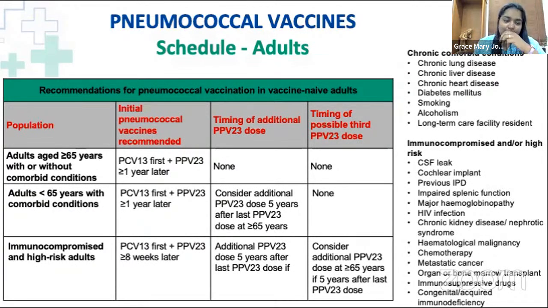once he goes on to 65 years, that's when he needs to get the booster dose with the PPSV. Now, for immunocompromised patients, what you need to look out for is this gap. The PCV always comes first, but after 8 weeks, they should also receive the polysaccharide vaccine, and every 5 years, get an additional polysaccharide vaccine. This is how you give pneumococcal vaccines to adults.